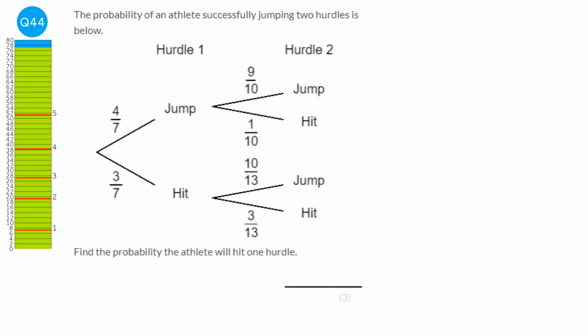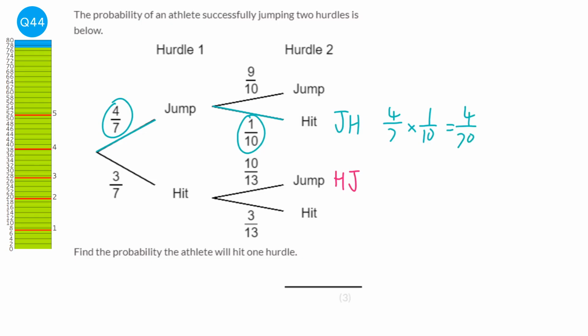There are 2 outcomes that will end up with the athlete hitting one hurdle, and that will be jump hit here and hit jump here. If they jump both hurdles, obviously, or if they hit both hurdles, that's not them hitting one hurdle. So to work out the probability of ending up with jump and then hit, we're just going to multiply those 2 probabilities together. So 4 over 7 times 1 over 10, which would be 40 over 70.